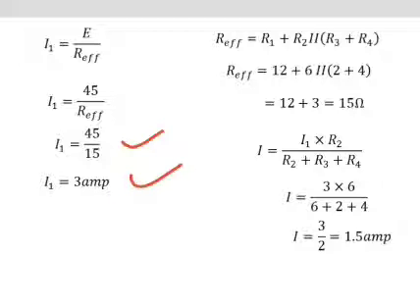So, finally, the current I equals I1 into R2 divided by R2 plus R3 plus R4. Therefore, I equals 3 into 6 divided by 6 plus 2 plus 4. That equals 3 by 2, that equals 1.5 amp.